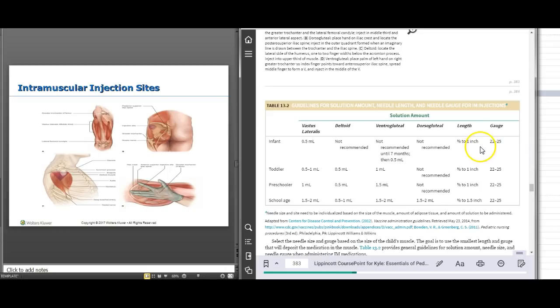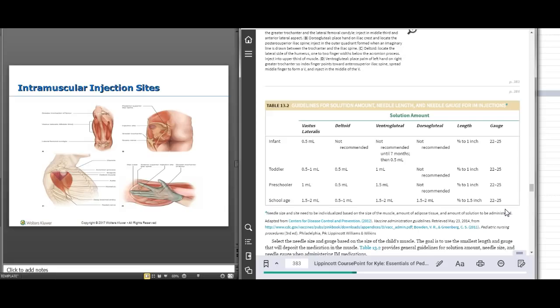Also, the gauge and the length of the needle. Make sure your needle's long enough to get to where it needs to be. In a school-age kid, you probably need a 1.5-inch needle. And then make sure that it is big enough to get your medication through. One of the things I think about is bicillin.